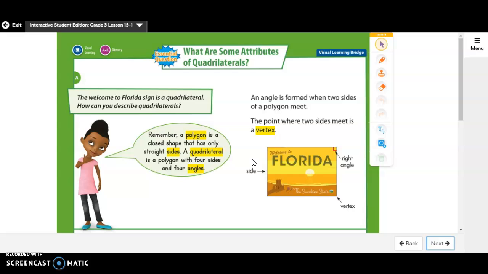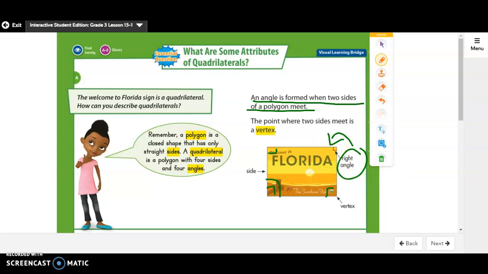How can you describe quadrilaterals? So here's where we're going to get into naming quadrilaterals, something a little bit more specific. An angle is formed when two sides of a polygon meet. So you can see right here, an angle is basically the corners, the inside corners. And angles a lot of times are going to be marked by these little boxes in the corner to let you know that that is a right angle when you see a little box. You might also see it marked like this, with more of a curved line. That means it's an angle but not a perfect angle, not a right angle.